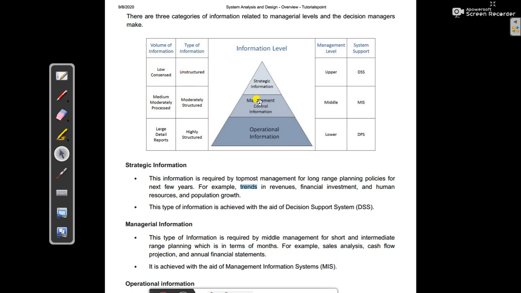Second one is management control information. Here the type of information is moderately structured, the volume of information is medium and moderately processed. The management level is middle, between these two levels. And the type of system we can create is a management information system.